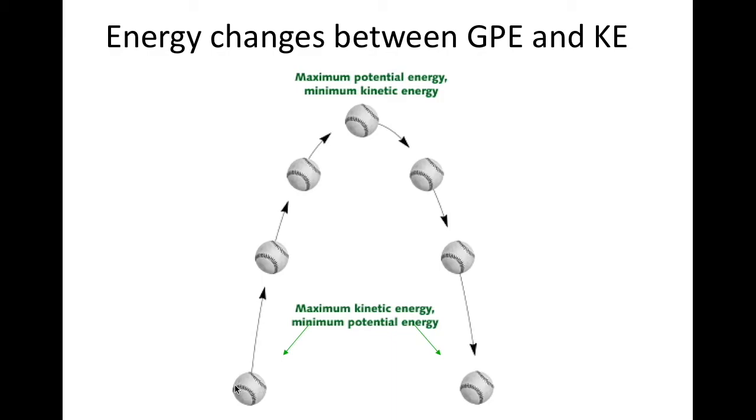On the flip side, when you first start throwing the ball, we know that the kinetic energy is going to be at its maximum, because it will be slowing down and changing back into potential at this point, and then speeding up to where the maximum kinetic energy is again at its highest point, right? So this is an example, a representation pictorially of energy changes between gravitational potential energy and kinetic energy.